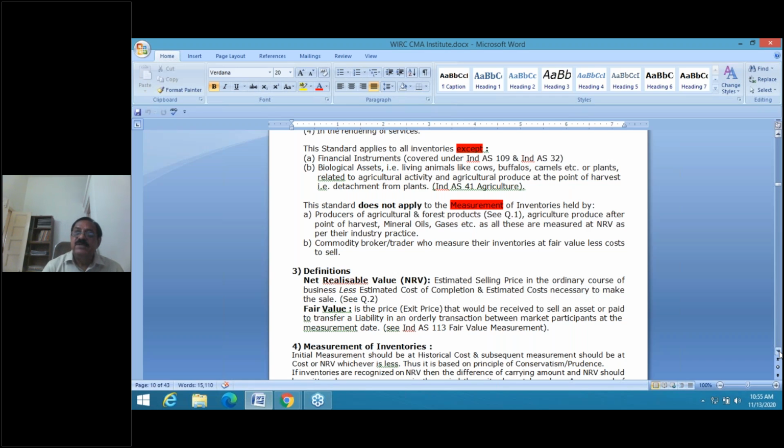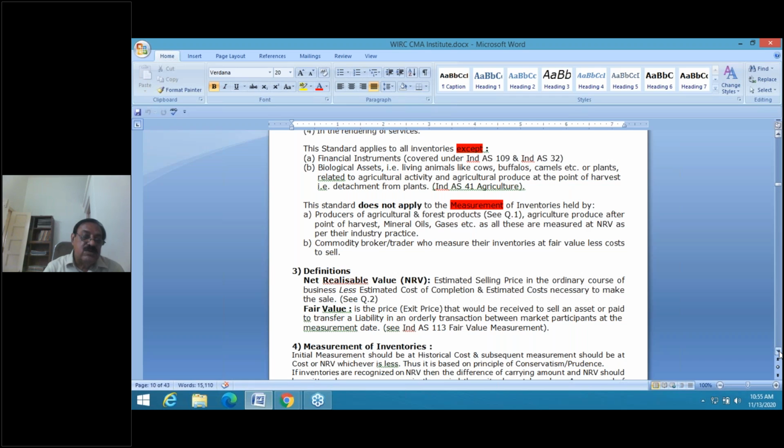Like, friend, I'm an investor and I have invested in shares of some companies. So this comes under the heading of financial instrument, the definition of financial instrument. So this will not be covered under this. This standard does not apply to the measurement of inventories. First two, financial instruments and biological assets, nothing is applied in respect of these two.